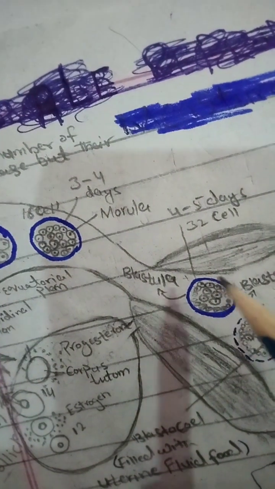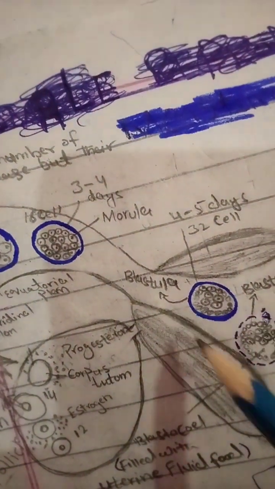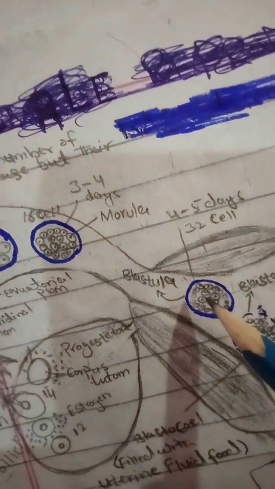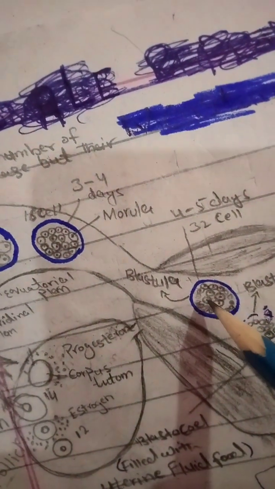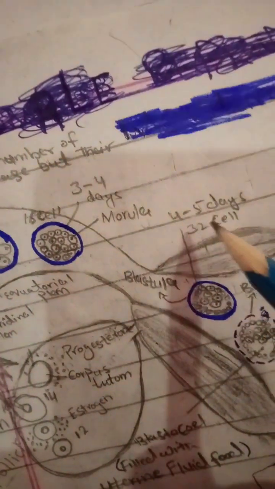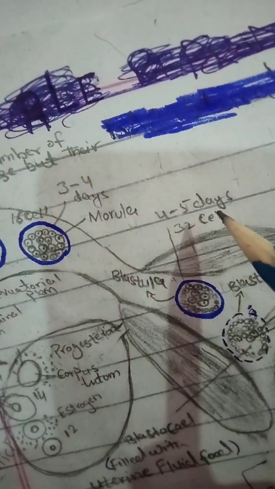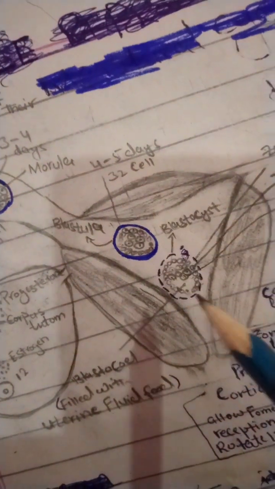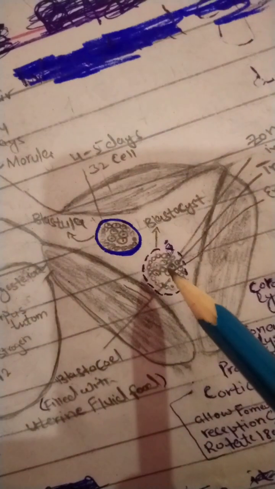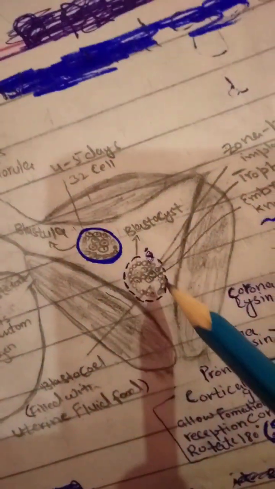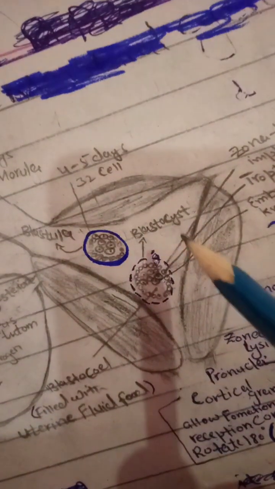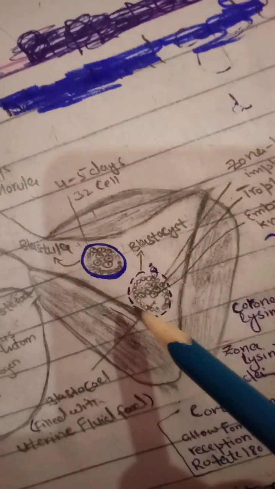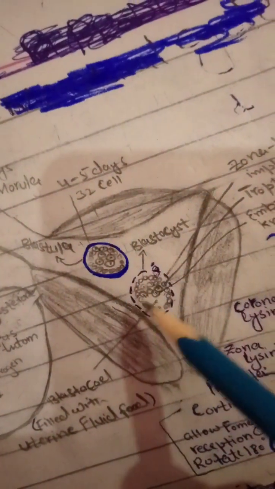In the blastula, smaller cells go toward the peripheral side of the zygote, and larger cells go to the center of the zygote. This type of division is called blastula. The blastula consists of a 32-cell stage, and after the blastula, the blastocyst is formed. During the blastocyst stage, the zona pellucida starts to break and dissolve for the implantation of the zygote.